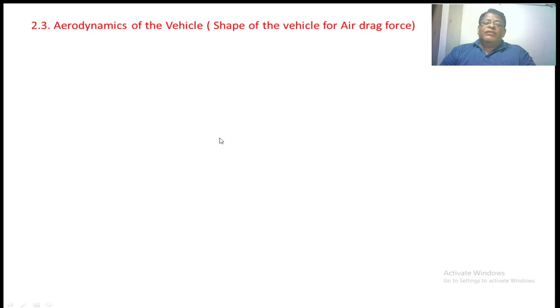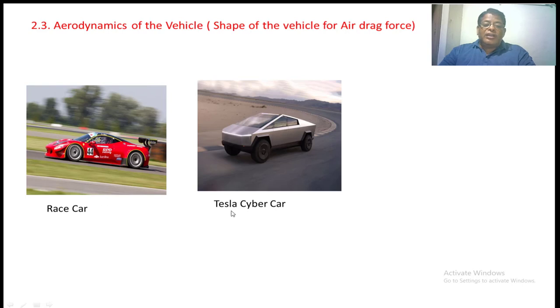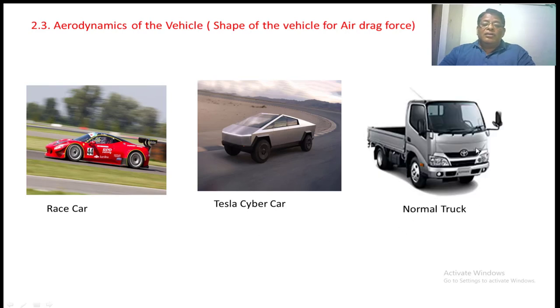Aerodynamics of a vehicle. When the vehicle is moving, some amount of air drag force acts on the frontal area of the vehicle. That also depends on the frontal shape of the vehicle. In the case of a race car or a Tesla Cybercar, if you see the frontal area, the drag force is very low because the design is like that, so the aerodynamic drag force will be lesser. If you take a normal truck, the frontal area is very flat. When it is moving, the aerodynamic force will be more in the case of a normal truck. This factor also affects the acceleration of the vehicle.